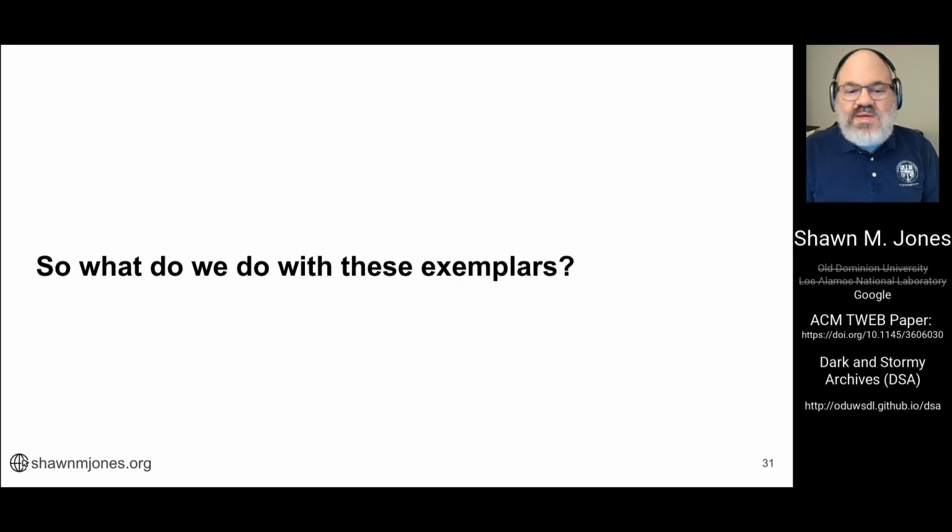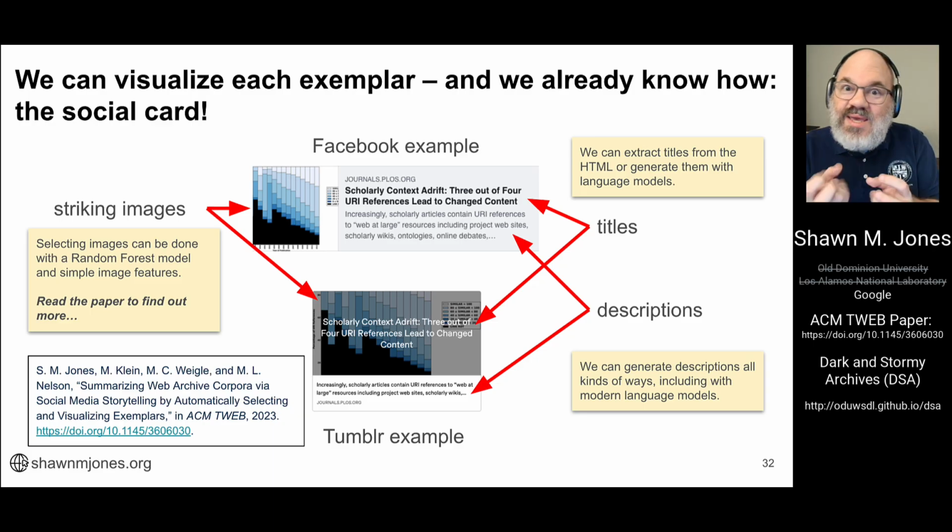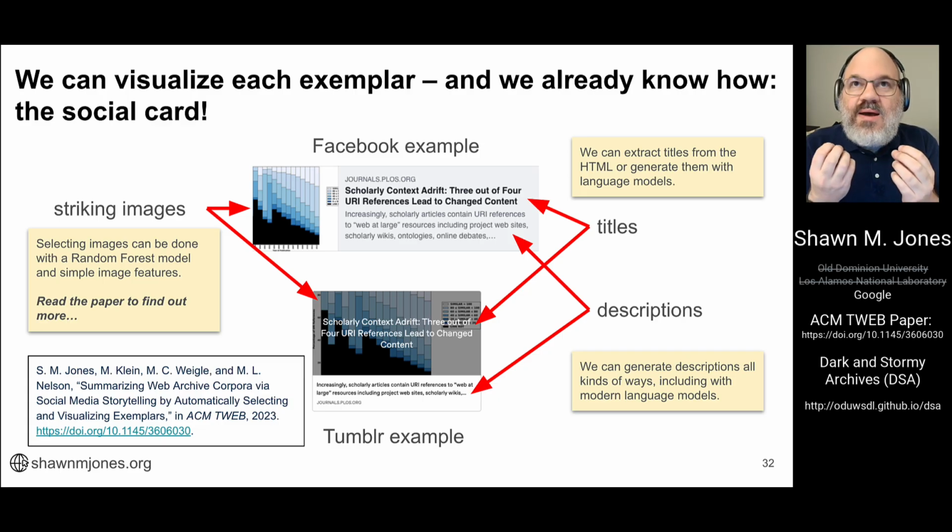So what do we do with these exemplars? Well, we can visualize each exemplar, and we already know how. The social card, Facebook, Tumblr, and a ton of other sites, we see these all the time, have social cards. And we can extract titles for the cards from HTML or generate them with language models. We can generate descriptions in all kinds of ways, including language models. But on the far left, you see I'm pointing out that they're also striking images. And the images are really what makes these stories something that people like to consume.